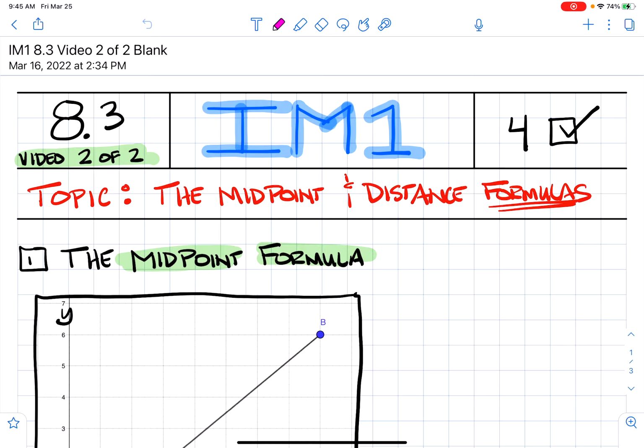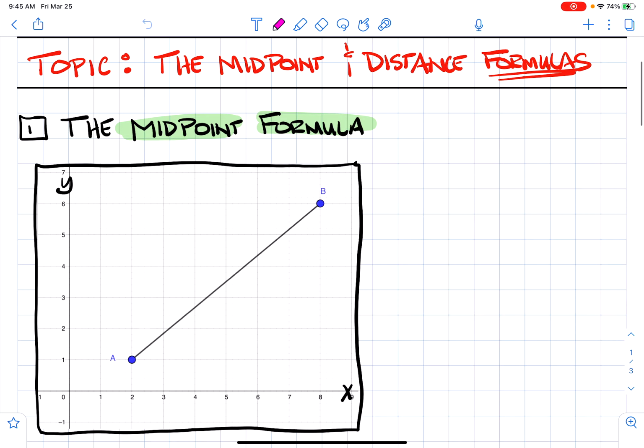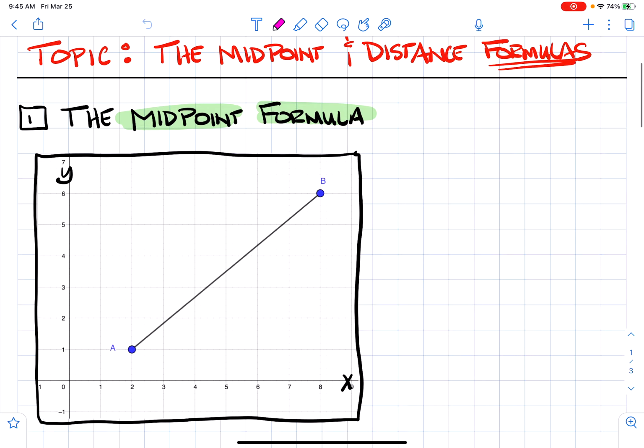Welcome to 8.3, video 2 of 2 for IM1. The topic here is the midpoint and distance formulas. This is a really important concept, so make sure you're taking really good notes on this one and following along with me. So let's begin by talking about the midpoint formula.